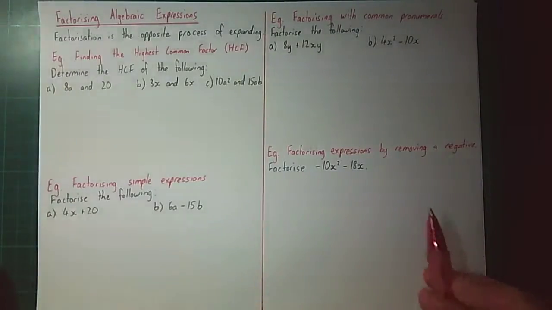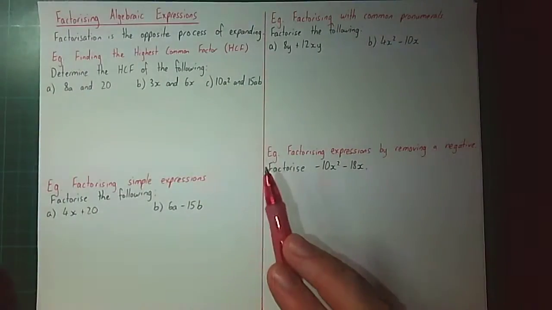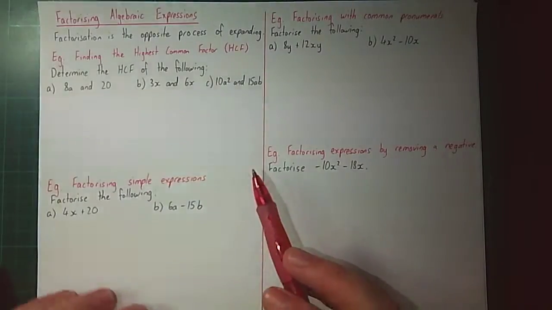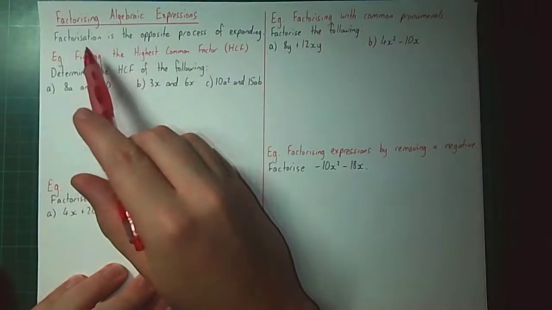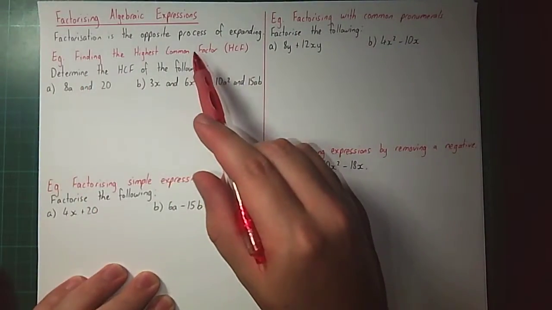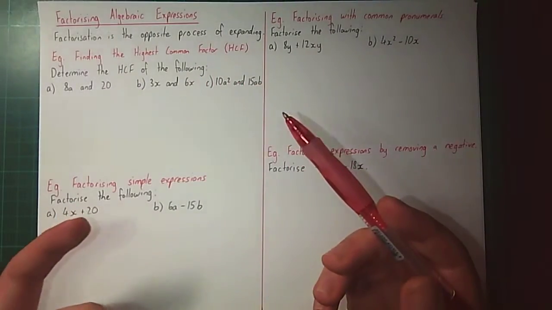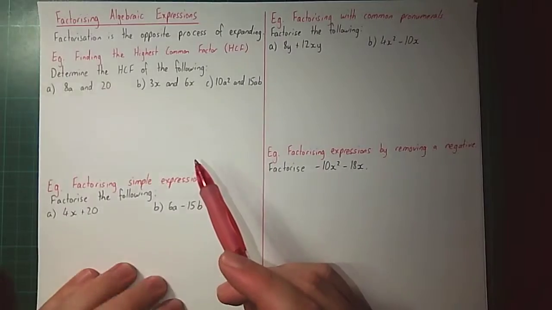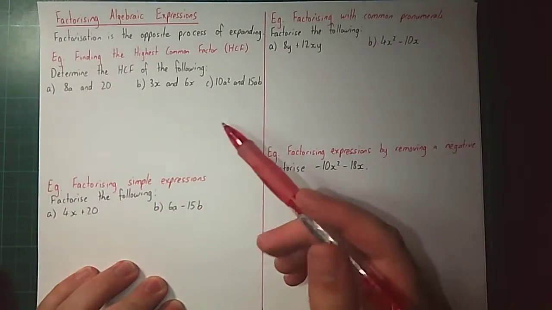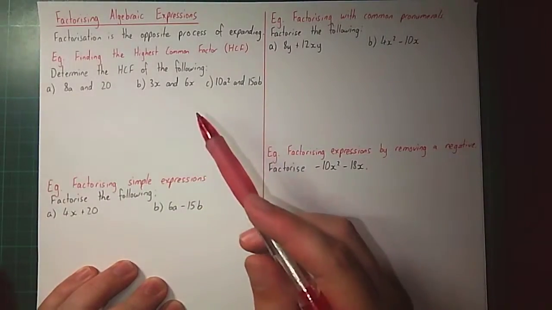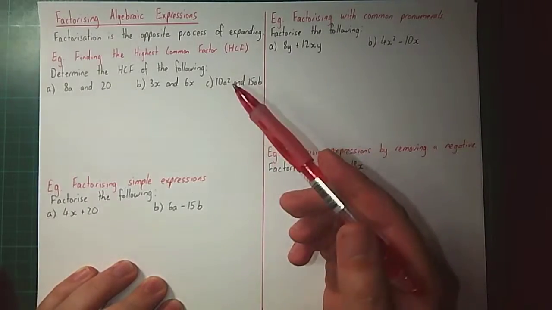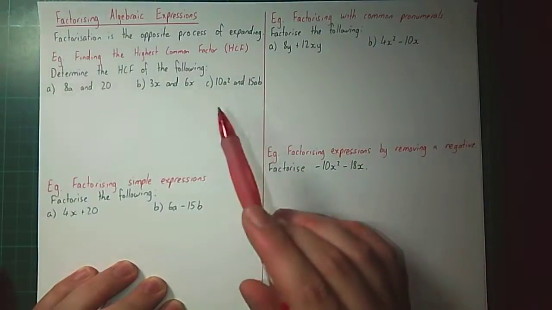In this video, we're going to be factorizing algebraic expressions. Now, the important thing to know about this is that factorization is the opposite process of expanding. So instead of removing brackets, we're actually adding brackets in. Now, the key part of factorizing is knowing how to find the highest common factor. So we're going to do an example just looking at that.